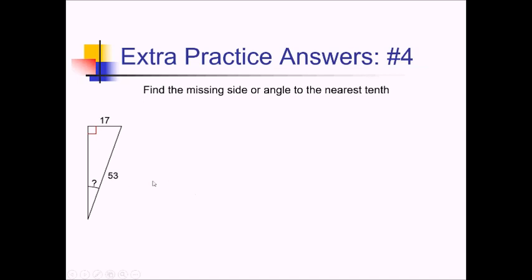For this one, we're trying to find this missing angle in a right triangle. Now, since we have two sides, we're able to use SOHCAHTOA on this one. We have the hypotenuse, that 53, across from the right angle, and the 17 across from the angle, that's going to be our opposite side. So opposite and hypotenuse, that's going to be the SO part of SOHCAHTOA. So we have sine equals opposite over hypotenuse.